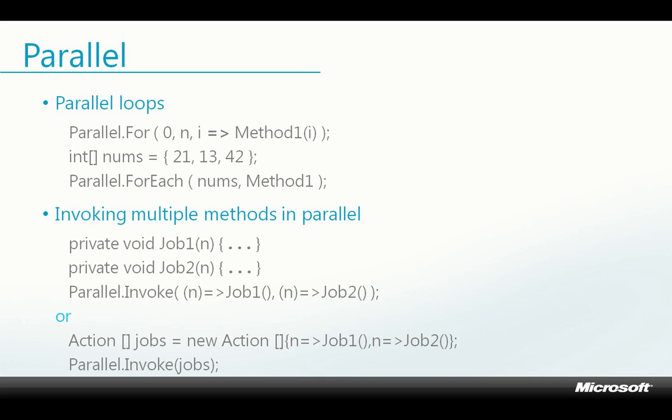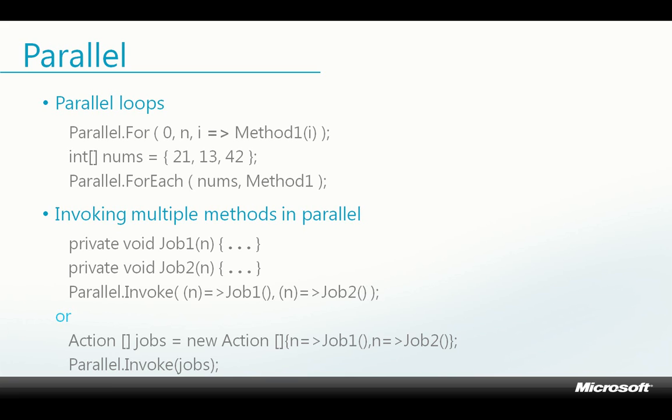Now, in this case, the array happens to be an array of integers, but it could be an array of anything. It could even be an array of objects. Each element in that array is automatically going to be passed into the method, so that the method can use that element's value if it needs to.